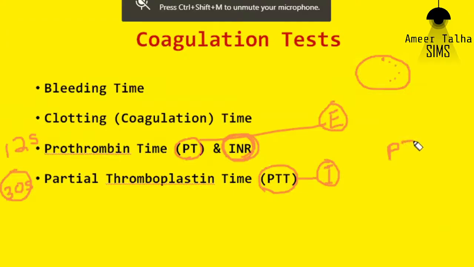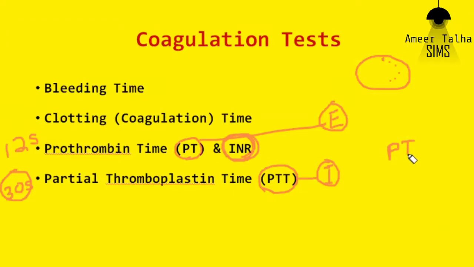Ratio of PT, or prothrombin time, of the test subject, divided by the prothrombin time of a normal individual. So the ratio of PT of the test subject to the prothrombin time of a normal individual is labeled as INR. And the normal value of INR is around 1. Since it's a ratio, there are no units.